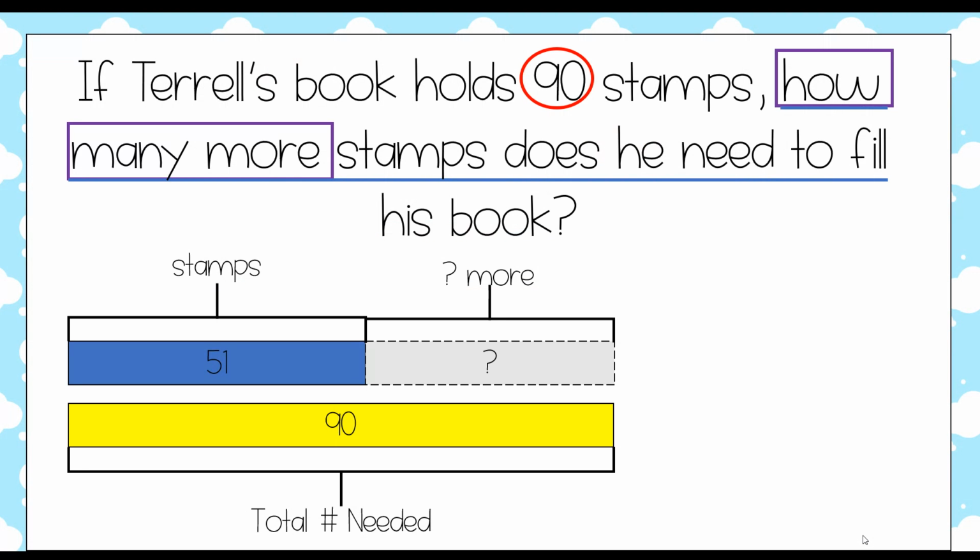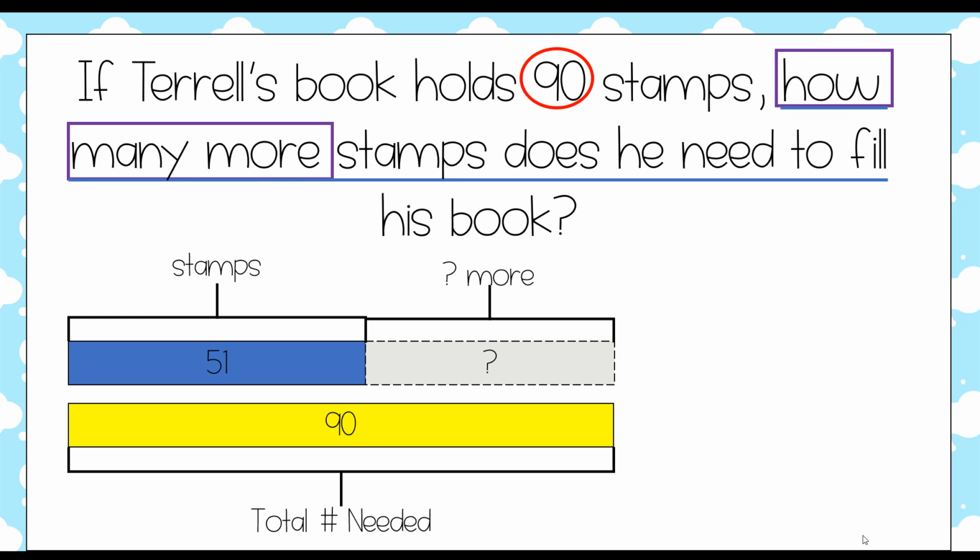Let's do Part B. I already have the picture drawn for you. We know that Terrell's book holds 90 stamps. We also know that he has 51. So the total that he needs is 90. He has 51 in there. I have two bar models here to show a comparison. The 90 bar model is what I need to have total. The blue is how many stamps he has, 51. The second part of that one is our question mark. That's why I used dashed lines instead of solid lines to show you that's the missing part.